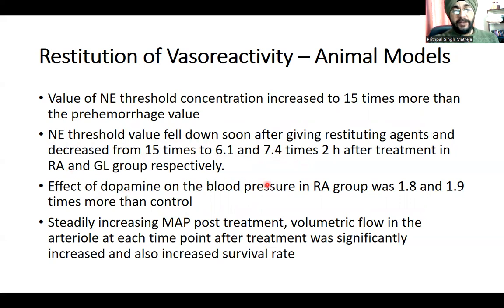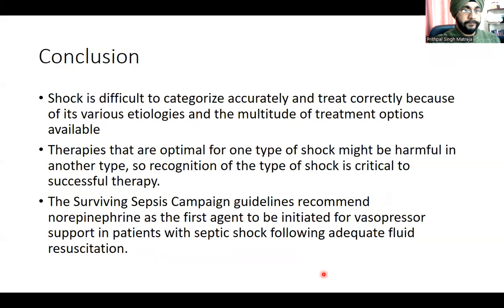The effect of dopamine on blood pressure in the animals receiving glibenclamide and Tempol was 1.8 and 1.9 times more than the control, and there was a steadily increasing mean arterial pressure post-treatment. Volumetric flow in the arteriole at each time after treatment was significantly increased, and there was also an increased survival rate.